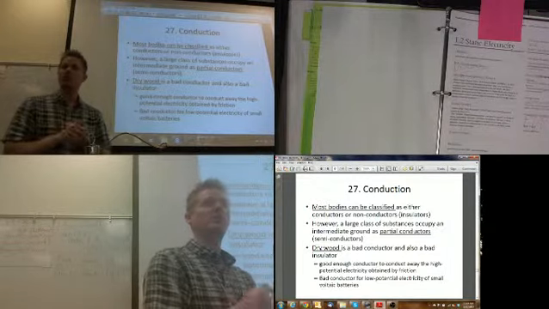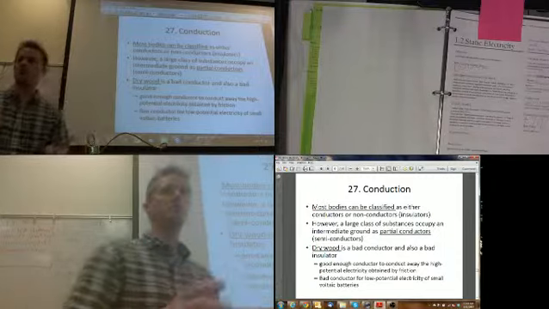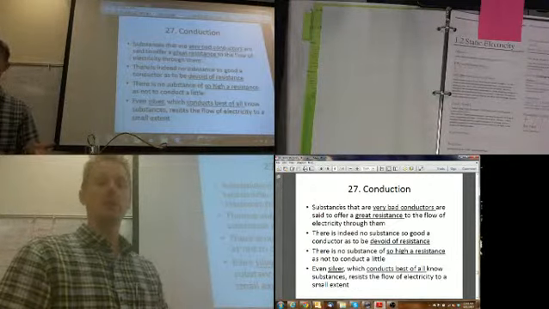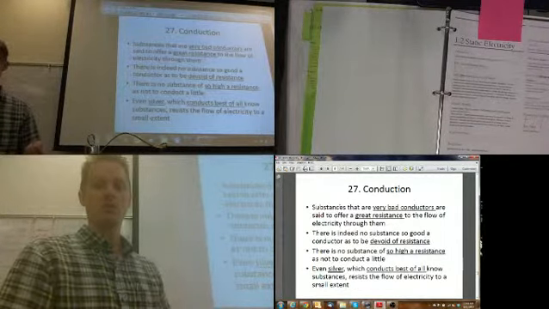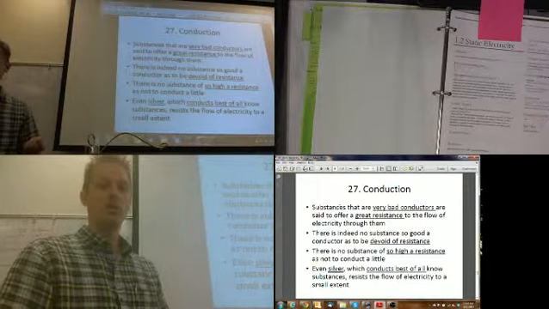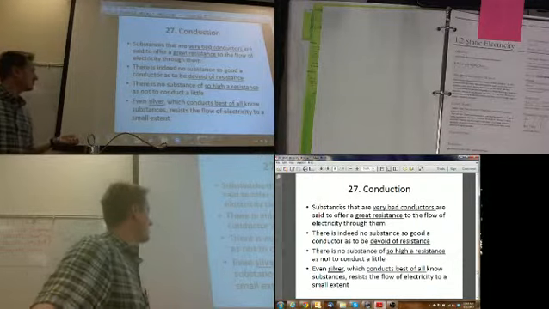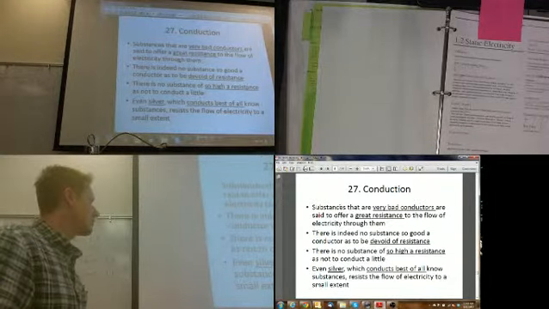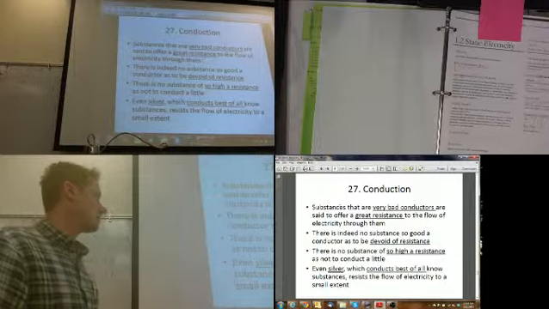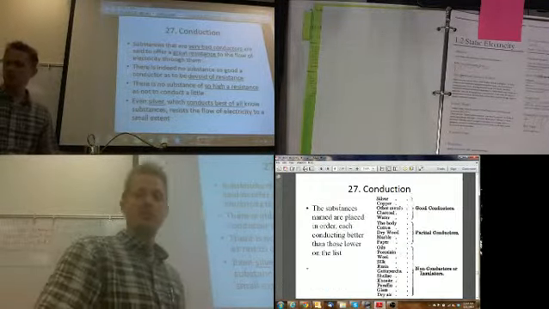That's why we need the whole theory of resistance, because really resistance tells you the full story. You can never really classify things as really conductors or insulators. Substances that are very bad conductors are said to offer greater resistance to the flow. There is indeed no substance so good as to be devoid of resistance. There's no substance so high of resistance as not to conduct a little. Even silver, which conducts best of all known substances, resists the flow of electricity to a small extent.